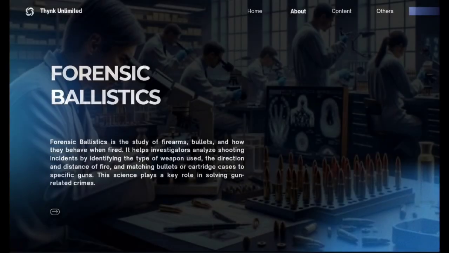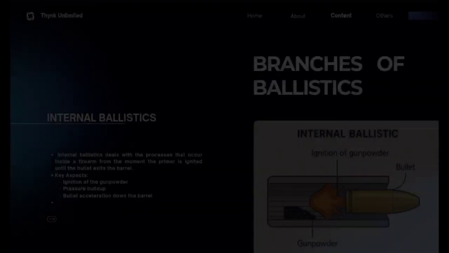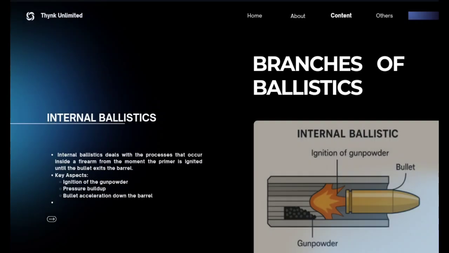Forensic ballistics is the scientific study of firearms, bullets, and the effect of their use in crimes. It helps investigators identify the weapon used, the shooter's position, and how the crime happened. Internal ballistics refers to the events that happen inside the firearm from the moment the trigger is pulled until the bullet exits the barrel.